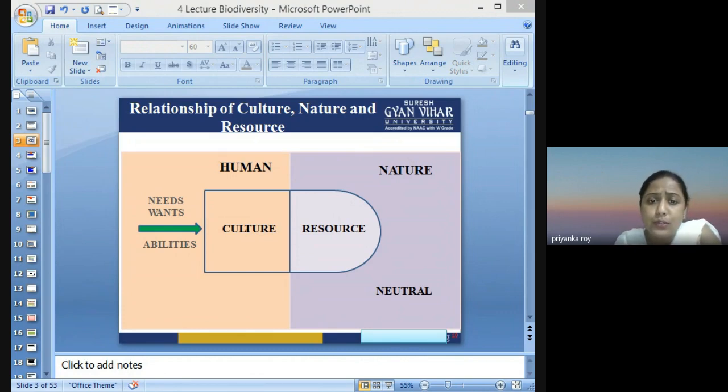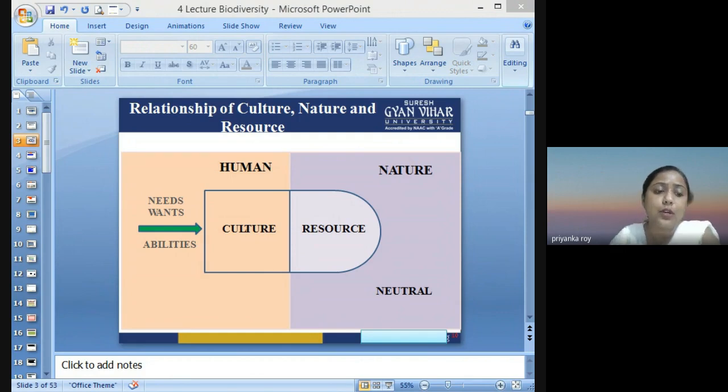Okay, so you understood this relationship between human culture and natural resources. What is the relationship? Wherever human beings are living, they are related to nature. And whatever resources nature is giving you are related to the culture. So it is more like a cycle. It is more like an exchange.